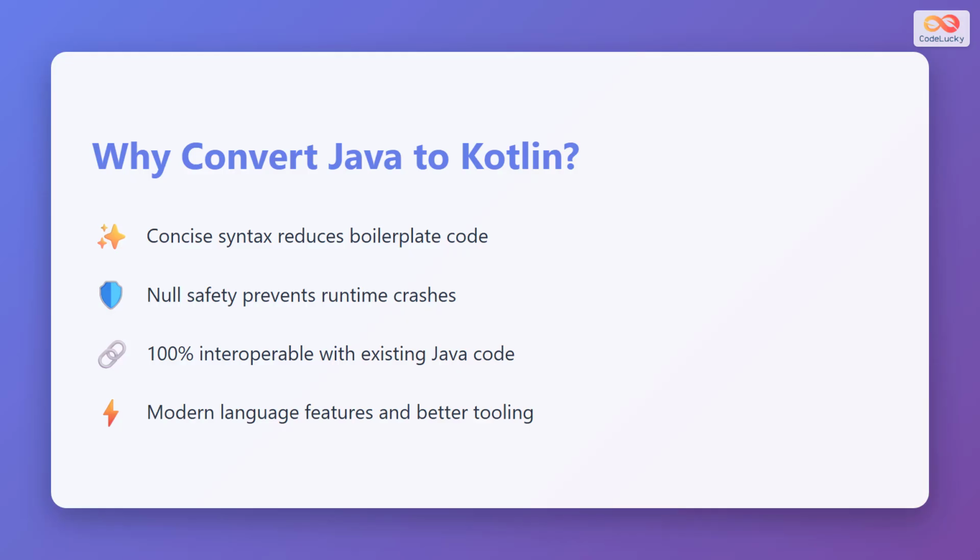There are several compelling reasons to convert your Java code to Kotlin. First, Kotlin's concise syntax significantly reduces boilerplate code, allowing you to write the same functionality in fewer lines. Second, Kotlin provides built-in null safety that helps prevent runtime crashes caused by null pointer exceptions. Third, Kotlin is 100% interoperable with existing Java code, meaning you can use both languages side by side in the same project. Finally, Kotlin offers modern language features and better tooling support that enhances developer productivity and code quality.